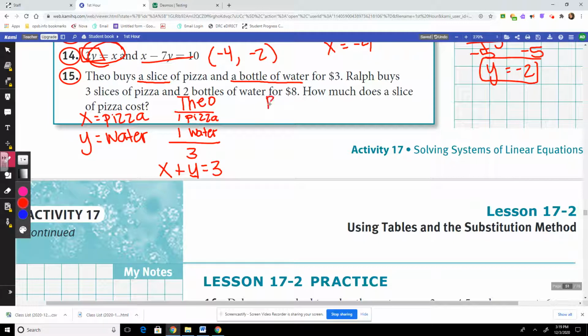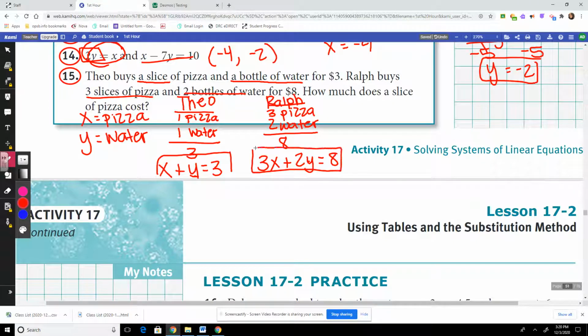Then we can talk about Ralph. Ralph buys 3 pieces of pizza and 2 bottles of water, and he spends a total of $8. So we can write that expression as 3 pieces of pizza, so 3 times X, plus 2 bottles of water, 2 times Y, for $8. So now we have our system of equations: X plus Y equals 3, and 3X plus 2Y equals 8. So let's type this into Desmos and find the point at which those 2 lines intersect or cross.